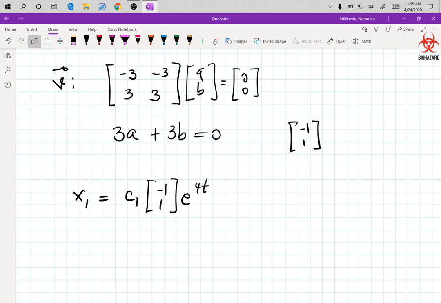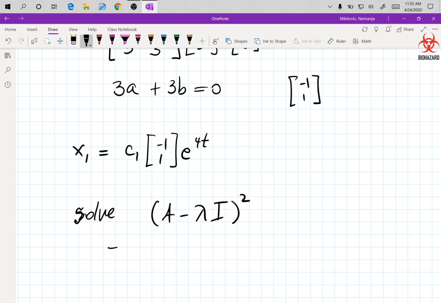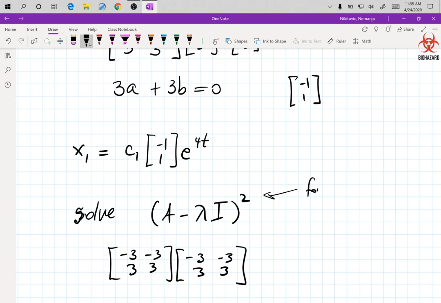Aha. So now we solve (A minus lambda I) squared. So in our case, that's -3, -3, 3, 3, and -3, -3, 3, 3. That's over there, 4 is a repeated root, in our case repeated lambda.